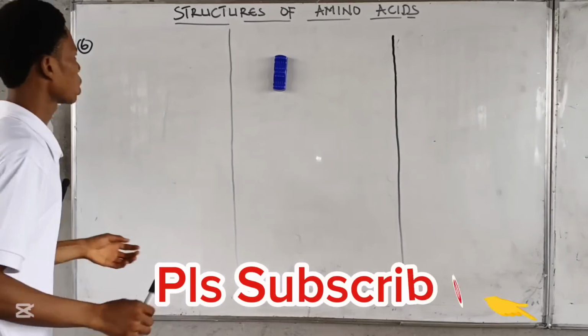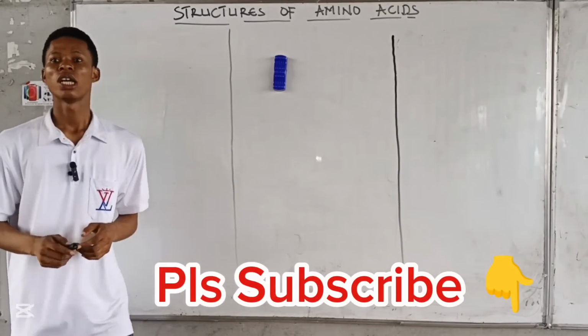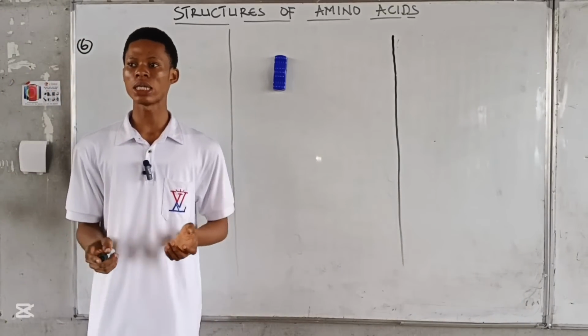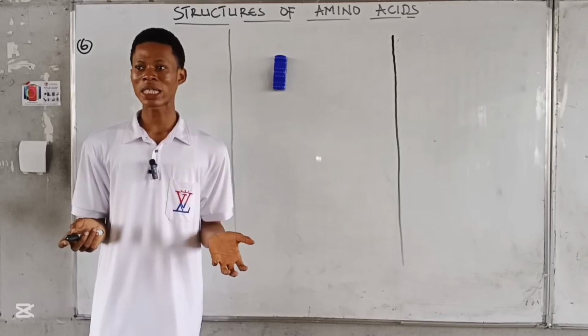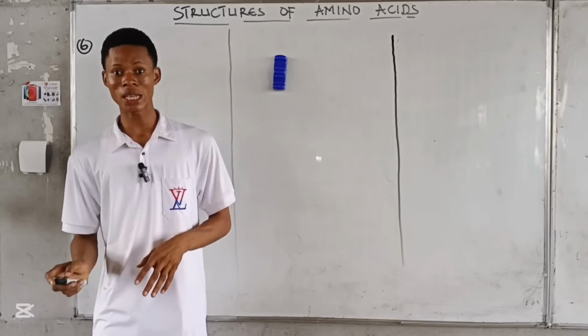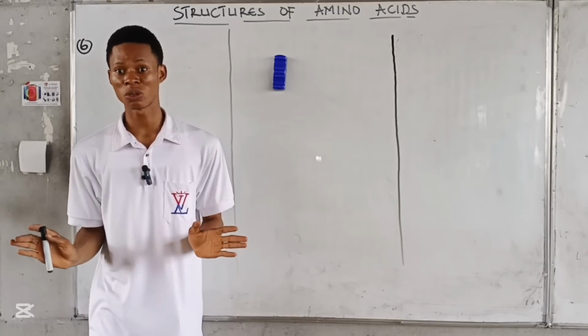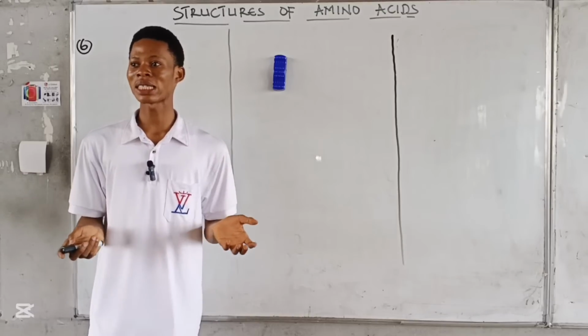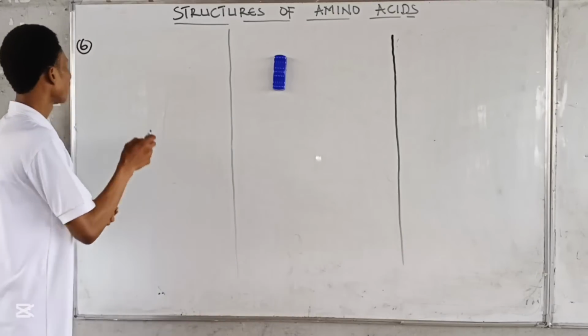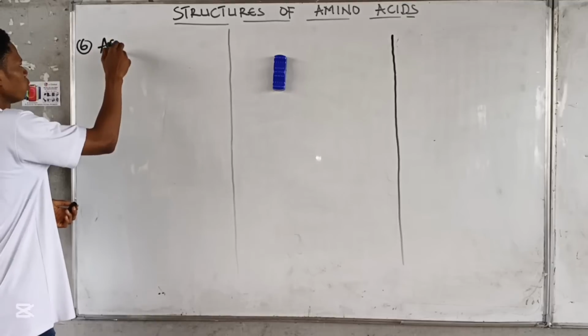Now, number 6. Number 6 in our structure. Let's draw the acidic amino acids. The acidic amino acids are what? Aspartic acid and what? Glutamic acid, right? These are the simplest to draw. So you are starting from the simpler ones. Aspartic acid and glutamic acid. Now let's start with aspartic acid.